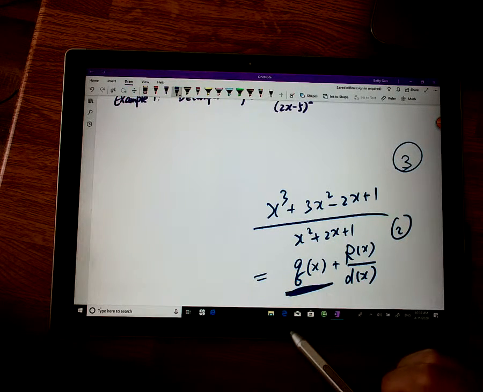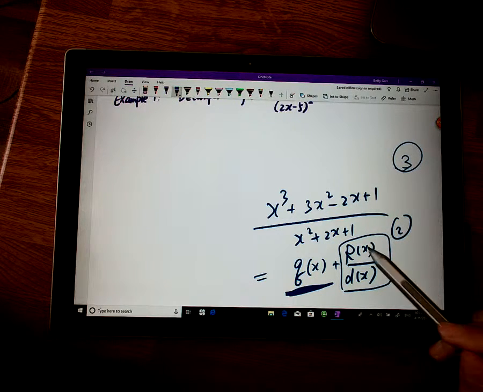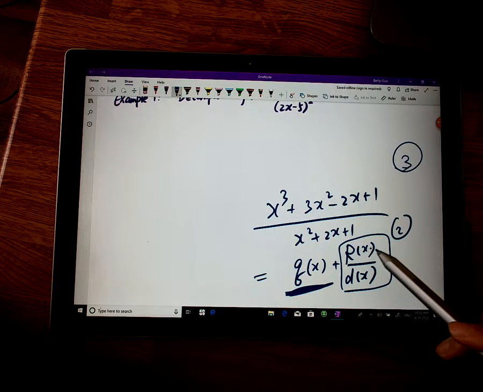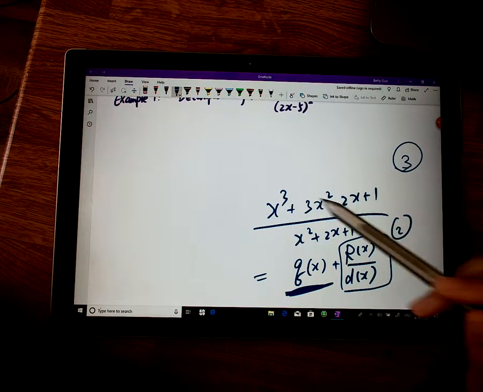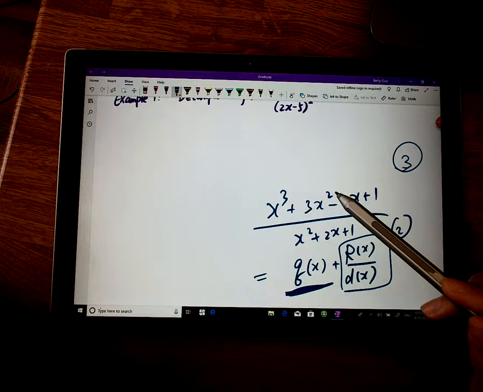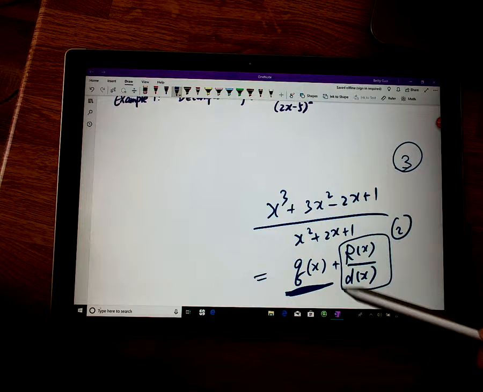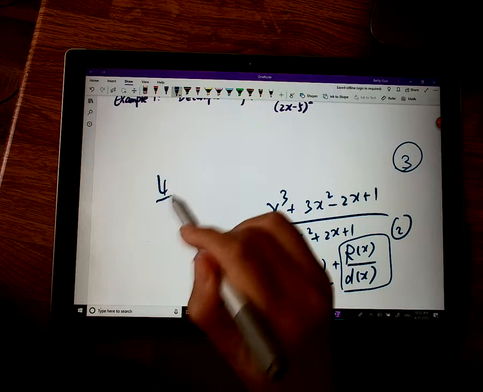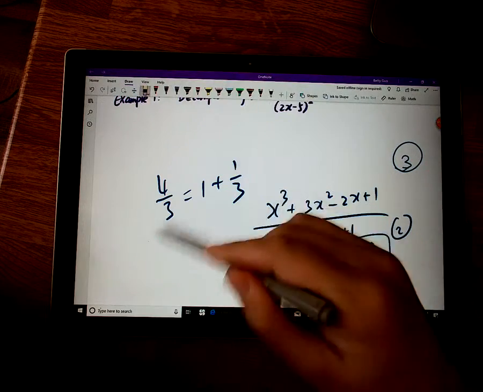So this is a polynomial. And this part is a proper rational function because the remainder always has degree less than the divisor. So by long division, you can rewrite an improper rational function as a polynomial plus a proper rational function, and then you decompose this proper rational function. It's just like 4 over 3 can be written as 1 plus 1 over 3. Same idea.